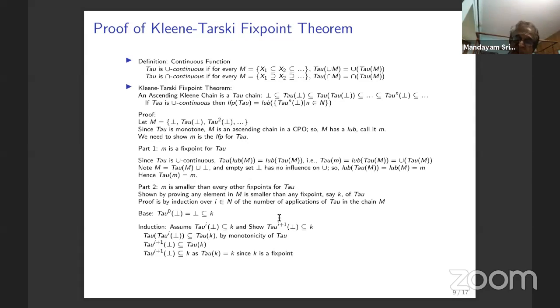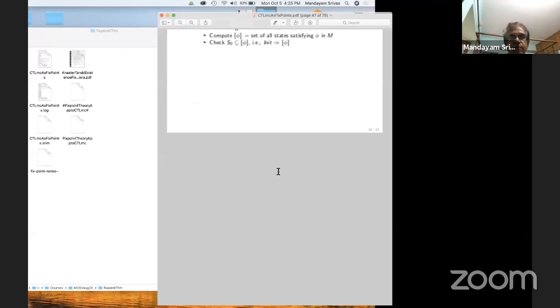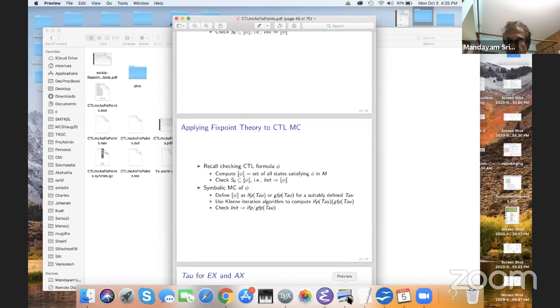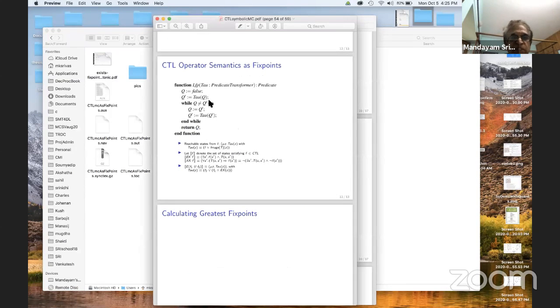And the limits of chains can be computed by just taking either the union, in the case of least upper bounds, or the intersection, in the case of greatest lower bounds, for chains. Okay, and that's what gives rise to this framework of the algorithm that we saw.